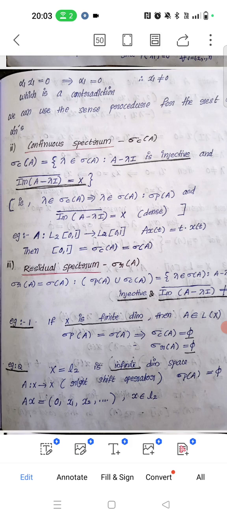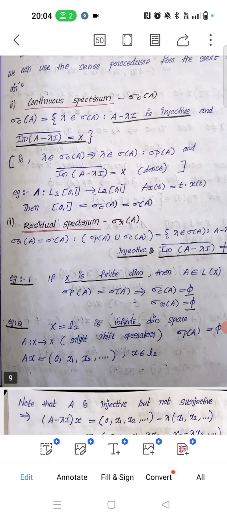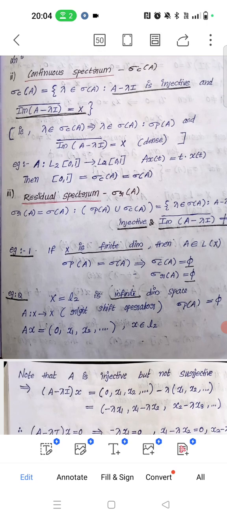And in case of spectrum, A minus lambda is not invertible, meaning either A minus lambda is not injective or A minus lambda is not surjective. Here A minus lambda is injective is given, so automatically the surjective property is not possible. That's why I said image of A minus lambda is not equal to X, but its closure equals X for our continuous spectrum. That is the importance of the definition of continuous spectrum. That means image is dense in X but not equal to X.